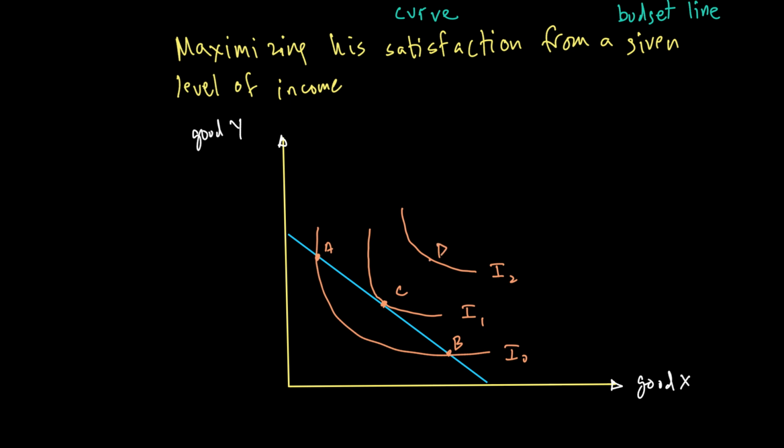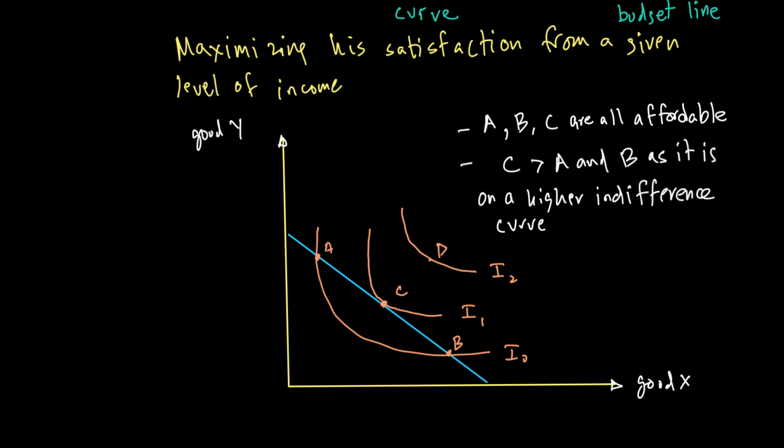And I can write here that, if you look at this, point A and B are on the same indifference curve, and point C is on a higher indifference curve. While A, B, C are all affordable, only point C will be preferred to point A and B, primarily because point C gives you the highest possible satisfaction, which is affordable. Because A, B, C are on the same budget line, they're all affordable, but only point C has the highest possible satisfaction. Now, there is also point D, which is better than point C because it is on a higher indifference curve, but because it is not affordable, we will not be able to consume that point.